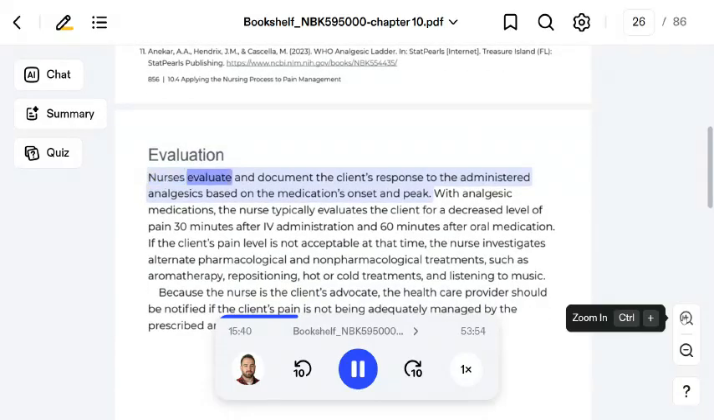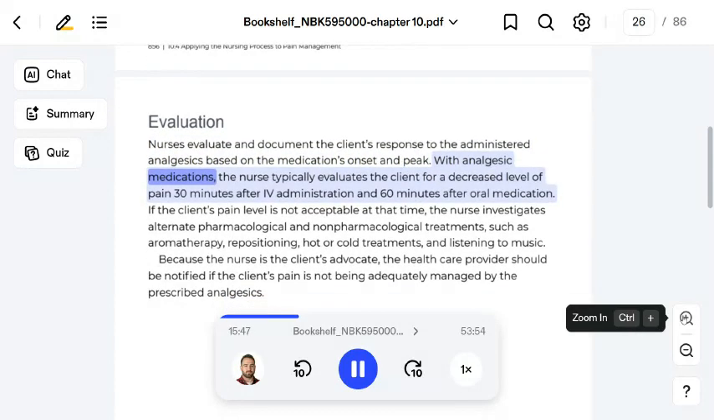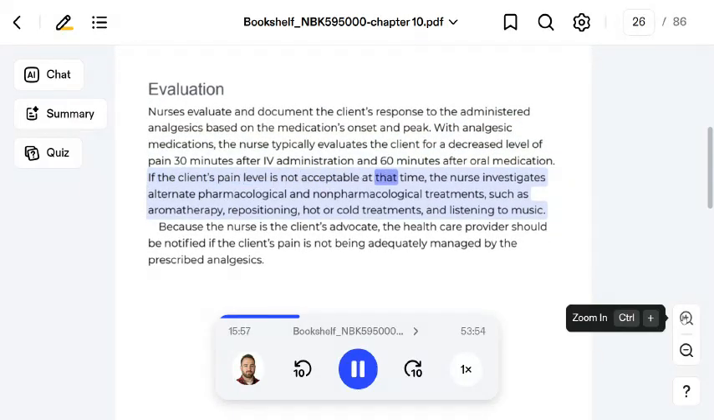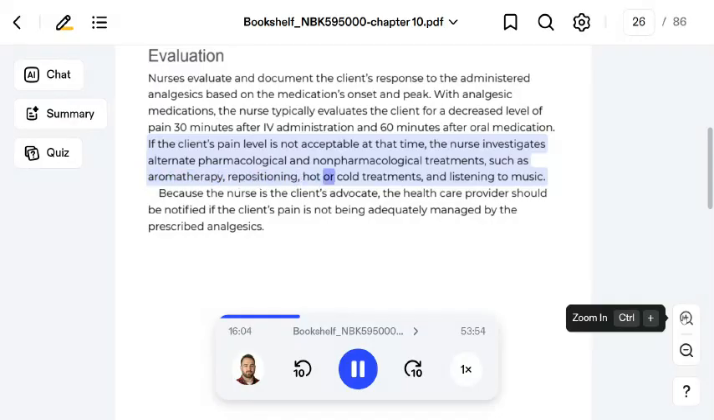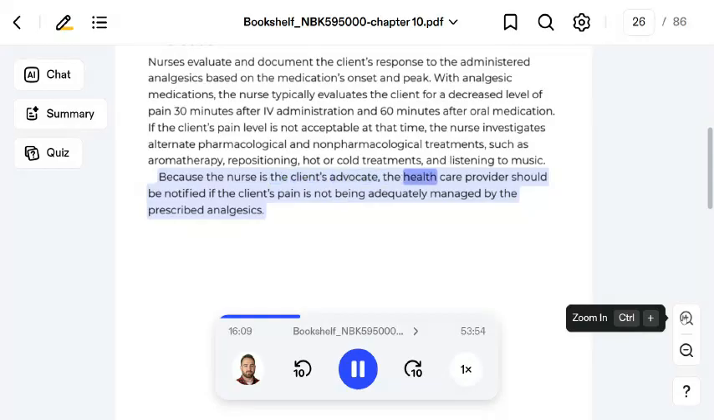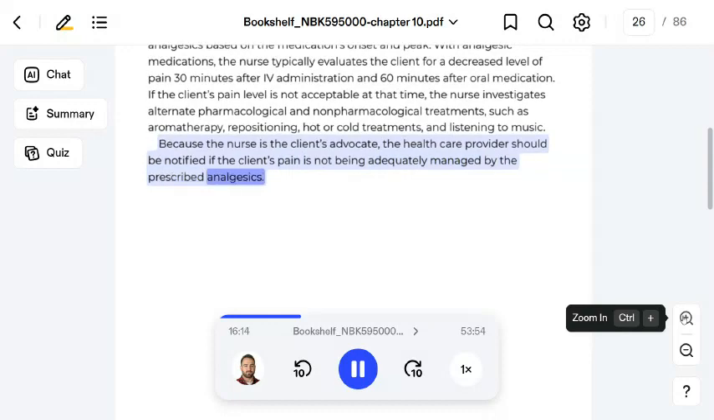Evaluation. Nurses evaluate and document the client's response to the administered analgesics based on the medication's onset and peak. With analgesic medications, the nurse typically evaluates the client for a decreased level of pain 30 minutes after IV administration and 60 minutes after oral medication. If the client's pain level is not acceptable at that time, the nurse investigates alternate pharmacological and non-pharmacological treatments, such as aromatherapy, repositioning, hot or cold treatments, and listening to music. Because the nurse is the client's advocate, the healthcare provider should be notified if the client's pain is not being adequately managed by the prescribed analgesics.